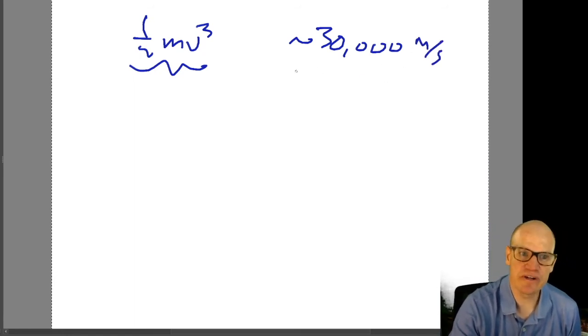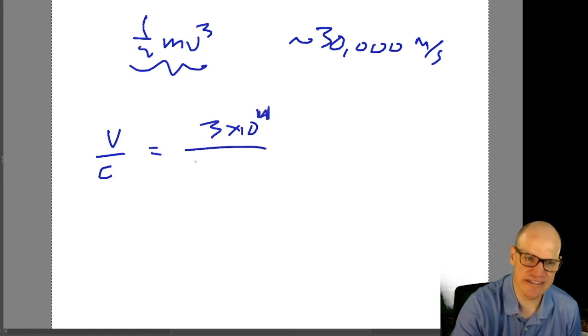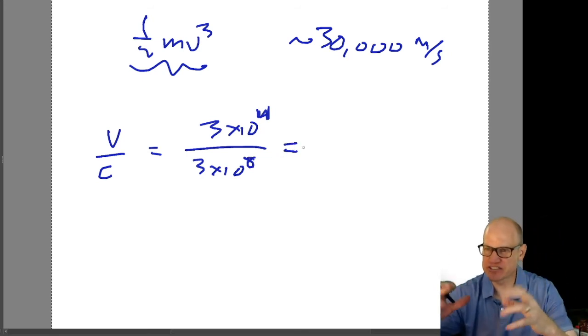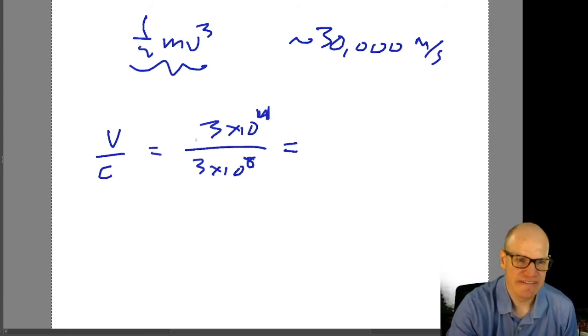Now we have to compare that to the speed of light. So we're looking at this ratio v over c. This is going to be 3 times 10 to the what? 1, 2, 3, 4? 3 times 10 to the 4 meters per second. And the speed of light is 3 times 10 to the 8 meters per second. So the fastest macroscopic objects that we produce are traveling at 30 kilometers per second. And so this cancels, there's a 1 there, and I get 10 to the minus 4.